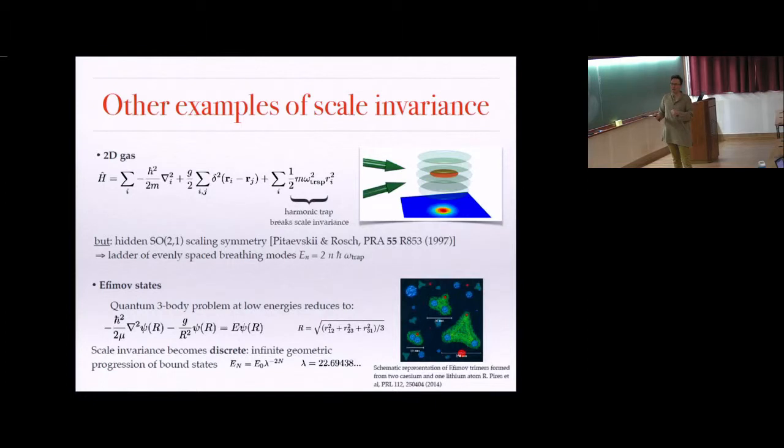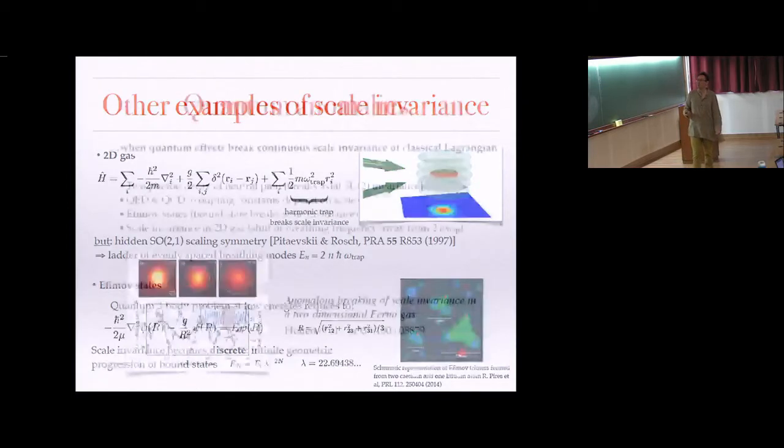But what you find in this system is that this continuous symmetry, this continuous scaling symmetry, is actually broken and becomes a discrete symmetry. So the symmetry becomes a geometric progression of bound states that reach an accumulation point at 0 energy. And they're related by this scaling symmetry, and this number lambda is 22.7 roughly. So that's Efimov physics.